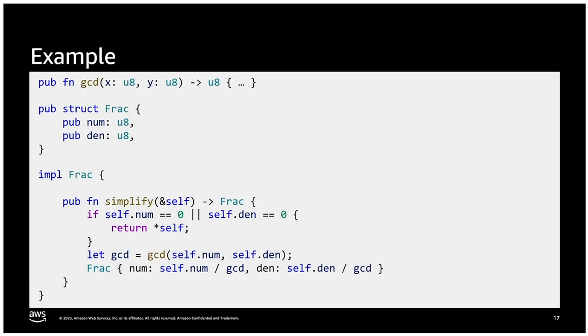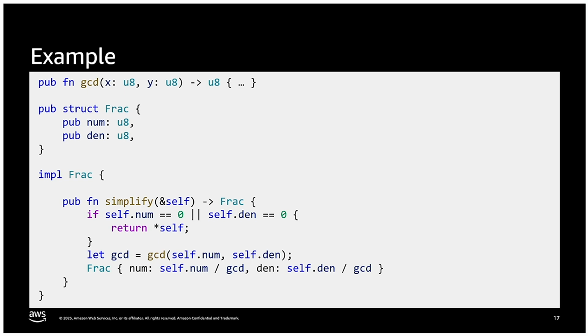Okay, so let's go through a quick example. Here we created a class, or a data type, called fraction that represents a fraction. It has a numerator and a denominator. And I've implemented a method for this data type called simplify, which is meant to simplify the fraction. What it does is compute the GCD of the numerator and the denominator, and then create a new fraction that divides each of them by the GCD that we just computed.